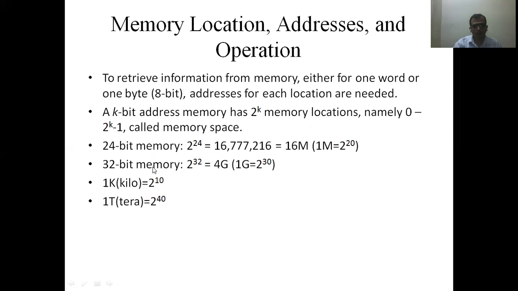For a 32-bit address, 2 to the power of 32. So for 1 kilo, kilo means 2 to the power of 10. For tera, 2 to the power of 40 memory locations will be there.